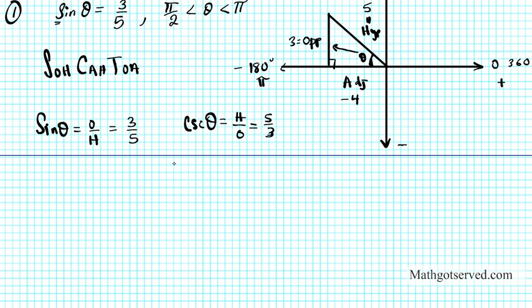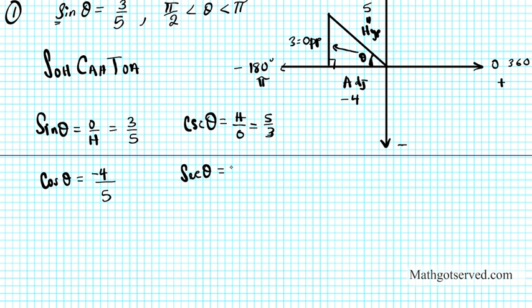Alright, now the next trig function we need is cosine theta. Cosine theta is adjacent over hypotenuse. The adjacent is negative 4, and the hypotenuse is 5. So there goes cosine theta. If that's cosine theta, then the reciprocal cousin of cosine is secant theta.